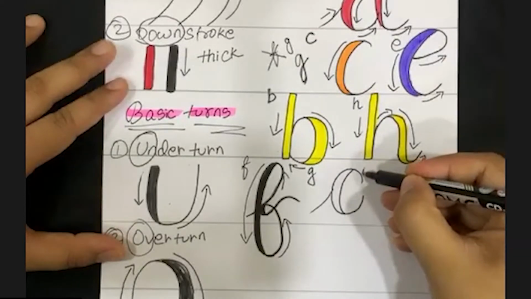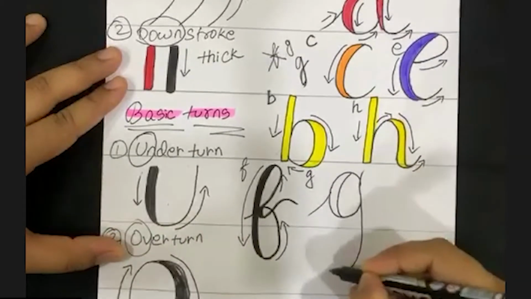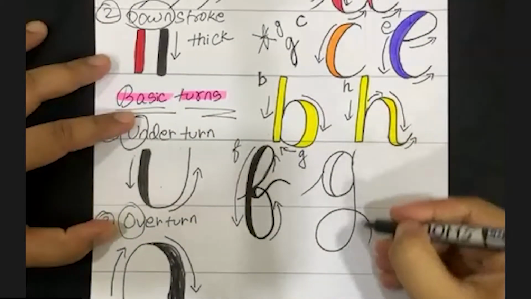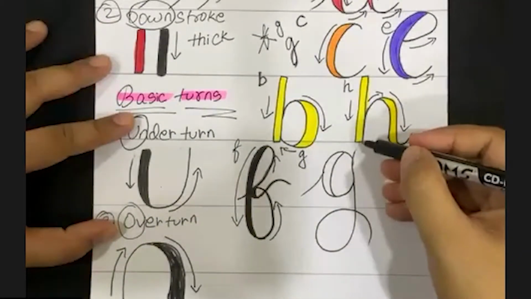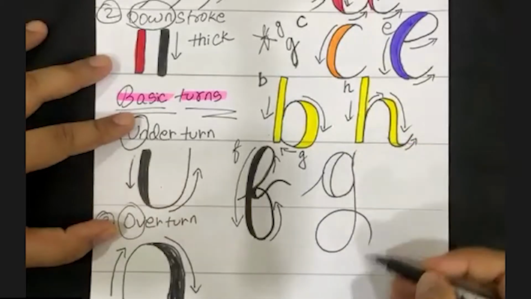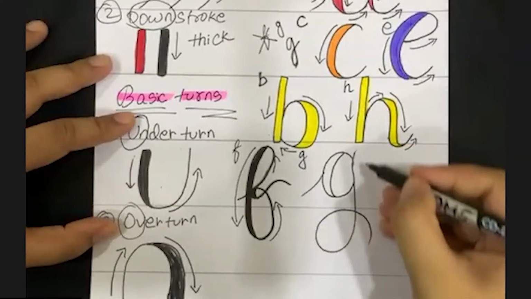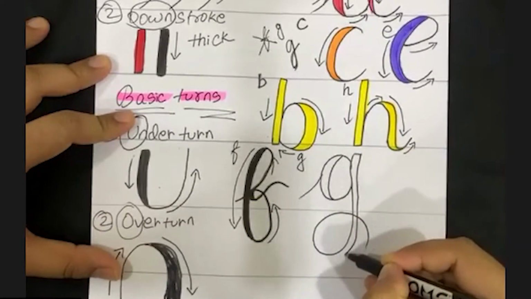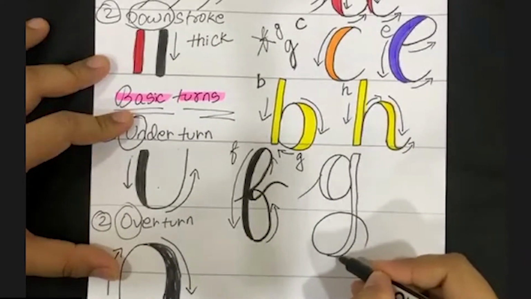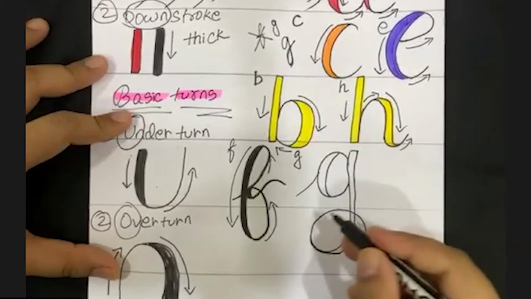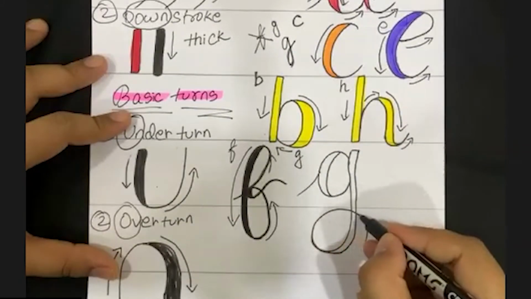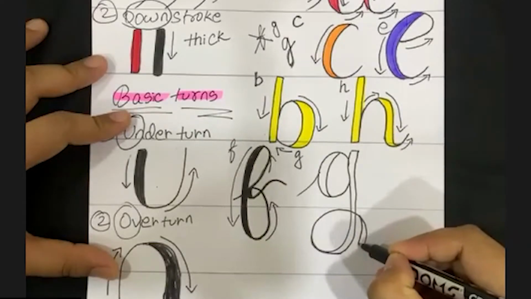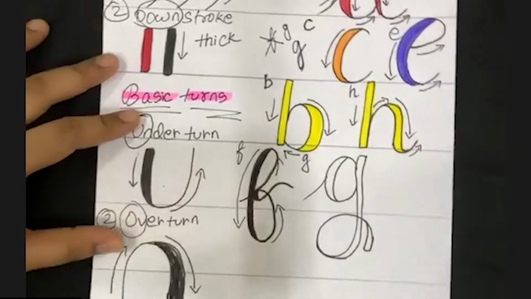So simply we are going on like this. As this is my downstroke, I have just drawn it simple. So again I'm going on with the downstroke. I'm creating a thick downstroke, and this is my upper stroke, so it should be thin. Again, when I'm coming downwards, this is my downstroke, so it should be thick.